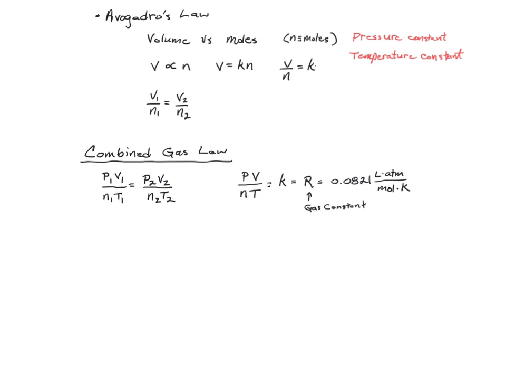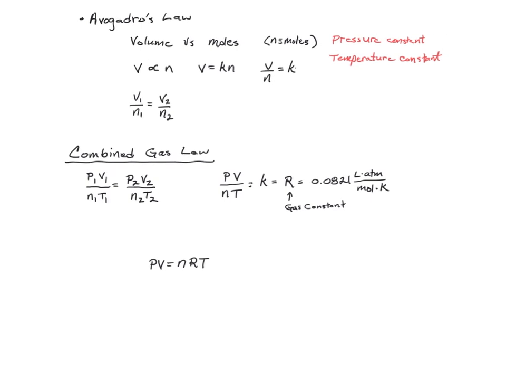Okay, and then we can rearrange this into PV equals nRT. Okay, and this is our ideal gas equation. In the next video, that's what we're going to cover.